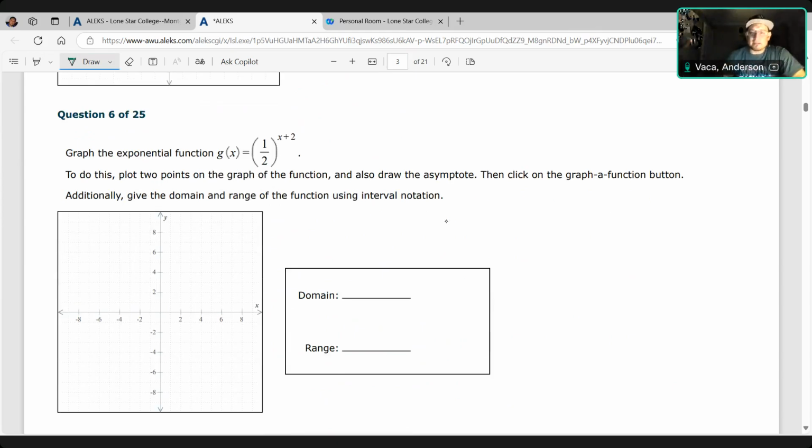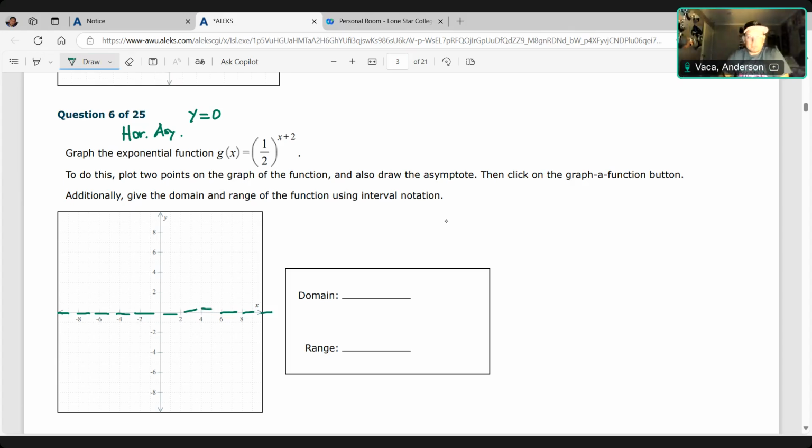So a few things. What is the horizontal asymptote for an exponential function? So I said that was y equals 0 unless it is being moved up or moved down. In this case, nothing is being moved up, nothing is being moved down. So therefore, the horizontal asymptote will be y equals 0.